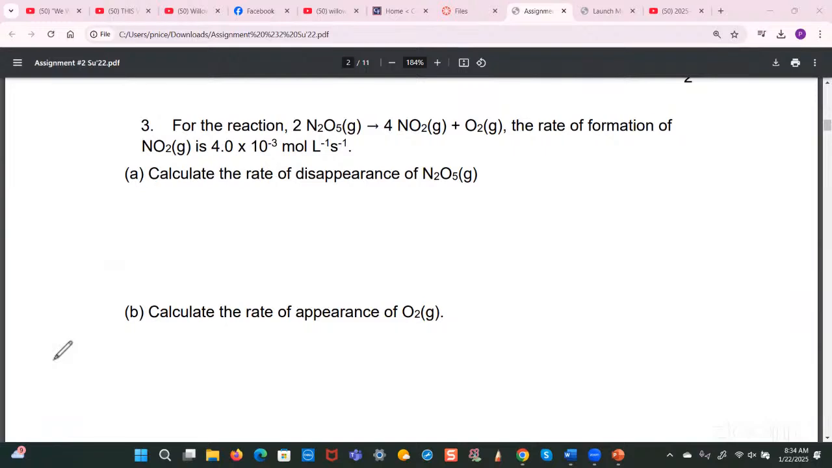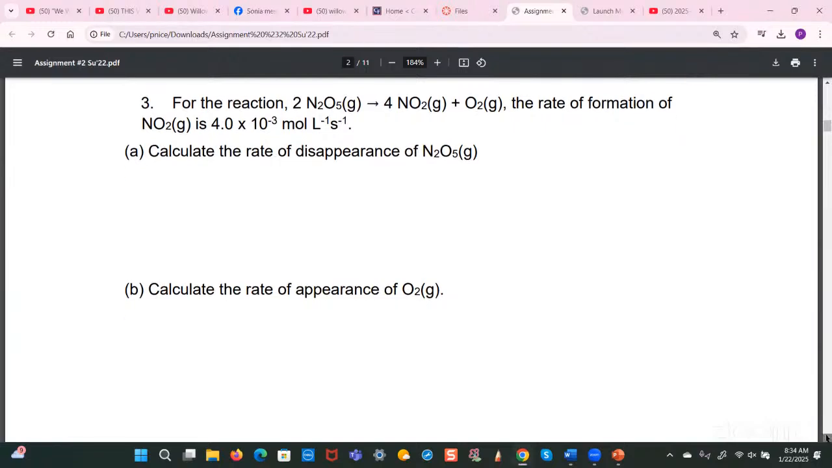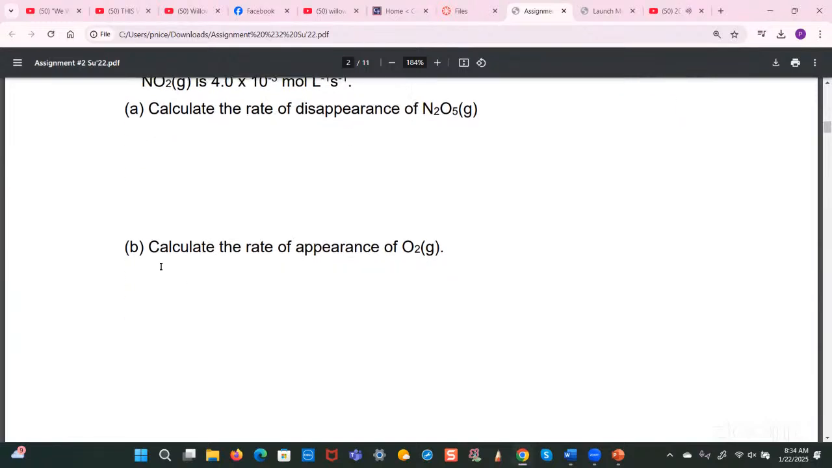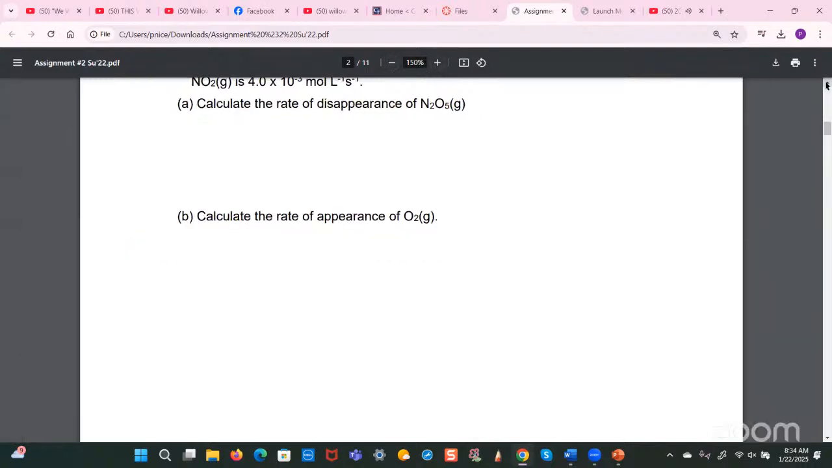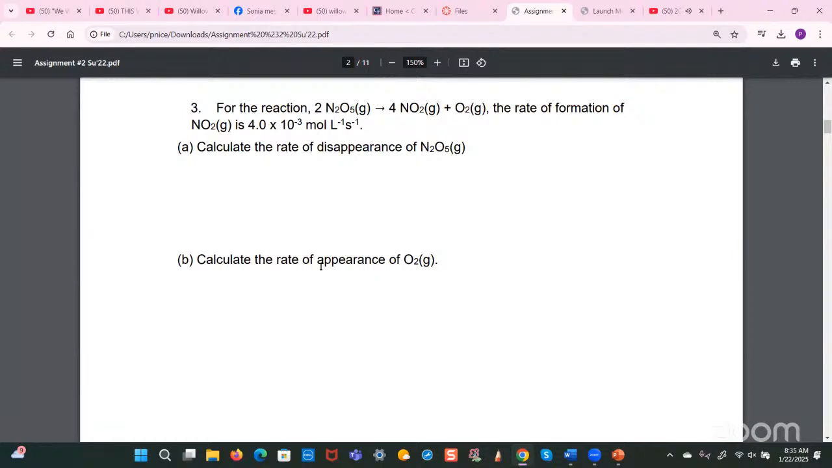Okay, so the next question. Let me make it smaller so I can see what's above. Next question is calculate the rate of appearance of O2. So what this question is asking for is the change in the concentration of O2 divided by change in time. So that's what the question is asking for, the rate of appearance of O2.